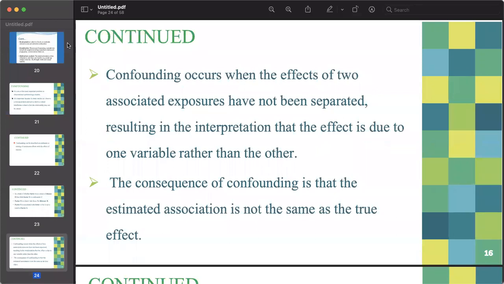Confounding occurs when the effect of two associated exposures has not been separated, resulting in the interpretation that the effect is due to one variable rather than the other. The consequence of confounding is that the estimated association is not the same as the true effect.